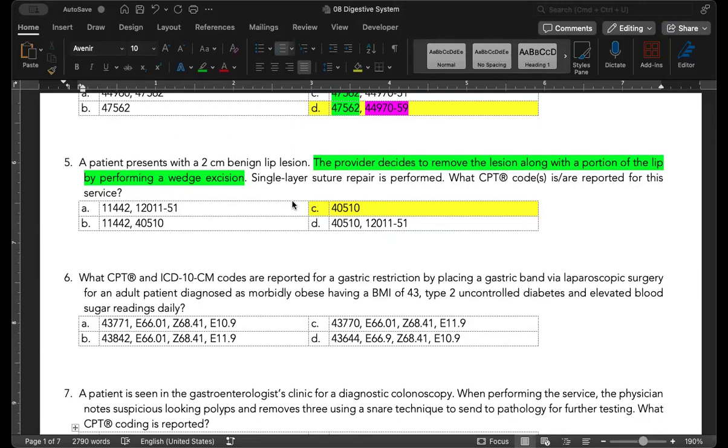Any other questions? This isn't a question, but I just find it weird that the lips are in the digestive system. When I saw this question, I automatically wanted to go to your integumentary section. That threw me off, but good to know. I have one more question.